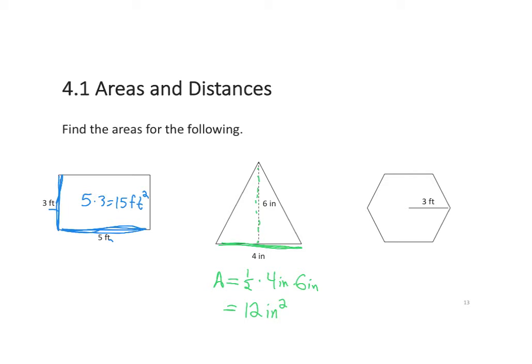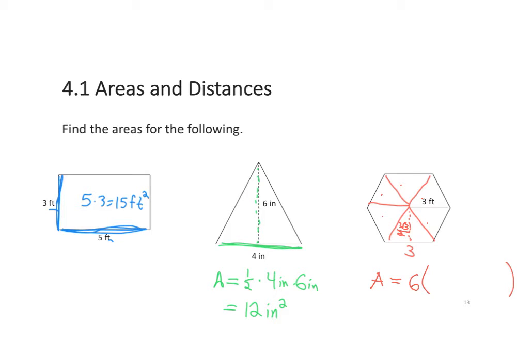The hexagon here is a little trickier. There's a way to think about it where there's 6 equilateral triangles, each with a side length of 3 feet. So 3 feet with this height, which turns out to be 3 root 3 over 2 for the height, we would get that the area is 6 times the area of these triangles, because there's 6 triangles.